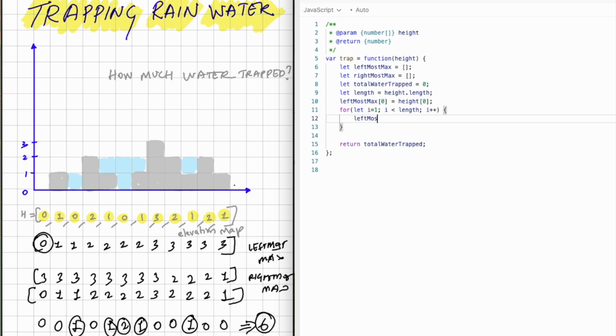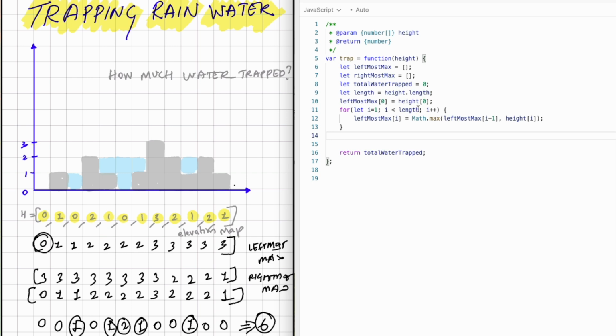Then leftmost max at a specific index is going to be Math.max of the previous value that we had, because we use the previous values and build the next value upon that, and that will be leftmost max of i minus 1 and the height of i, which is the current elevation that we have. And that way we will be having a left to right map that we built, which looks something like this.